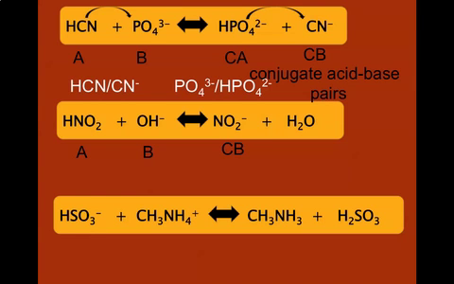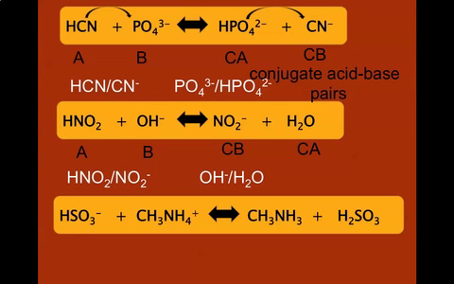Whatever was the acid on one side becomes the base on the other, so it's a conjugate base, NO2-, and OH- was the base on one side, so it becomes the acid on the other, so H2O becomes the conjugate acid. So that means one conjugate acid-base pair is HNO2 with NO2-, and another one is OH- with H2O.